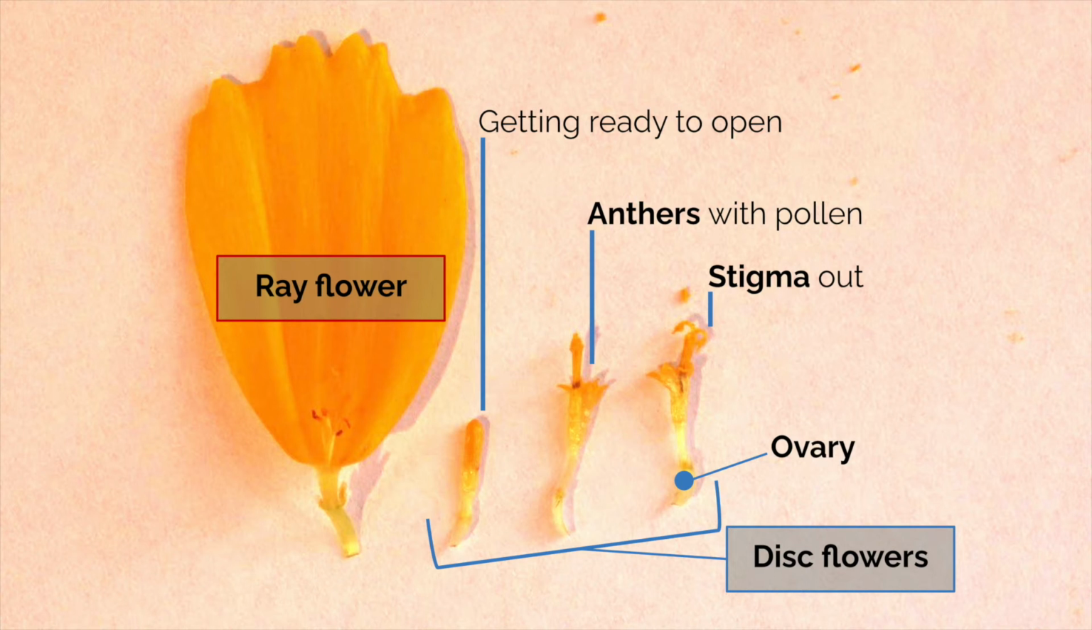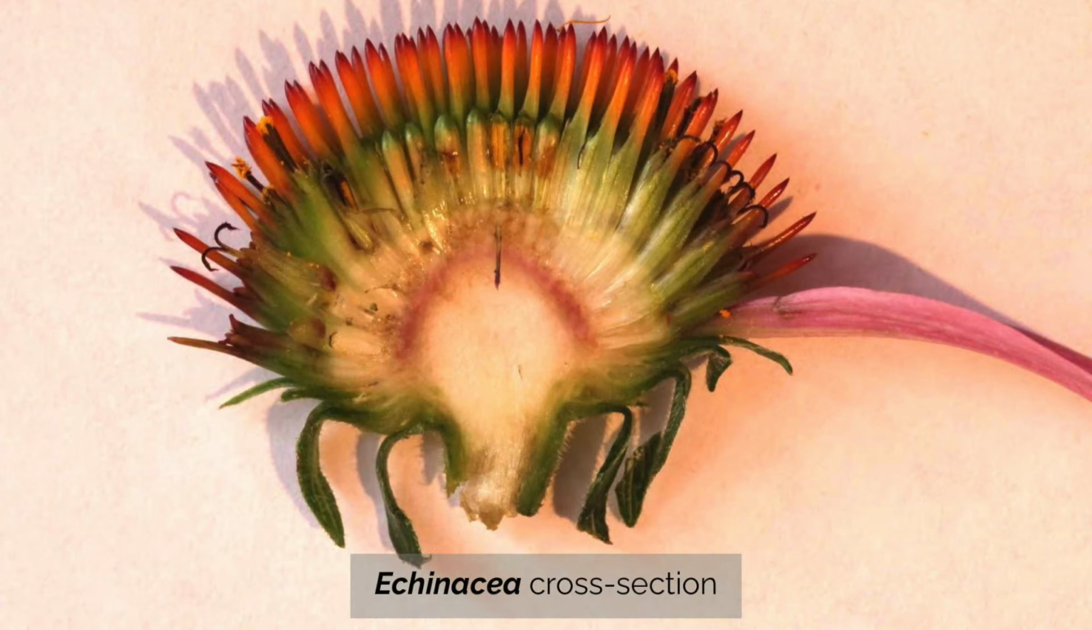Then that pollen travels down toward the ovary of the flower, where there is a little baby plant egg. If the pollen makes it, this little flower will grow one seed. Each composite flower can thus produce many, many seeds.